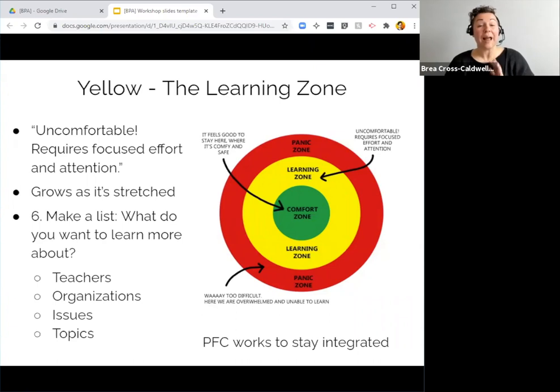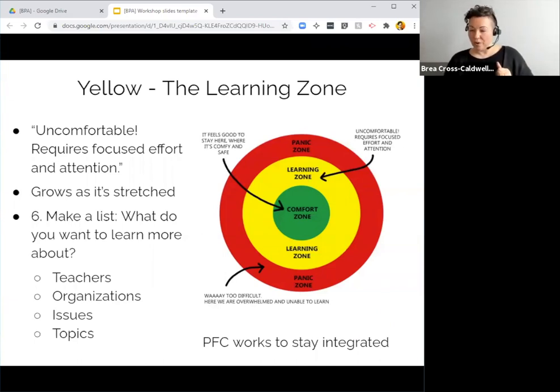And what happens here is that our learning zone will grow as it's stretched. Our resilience and our ability to stay in integration and to stay regulated will develop over time. Okay, so the learning zone will expand.